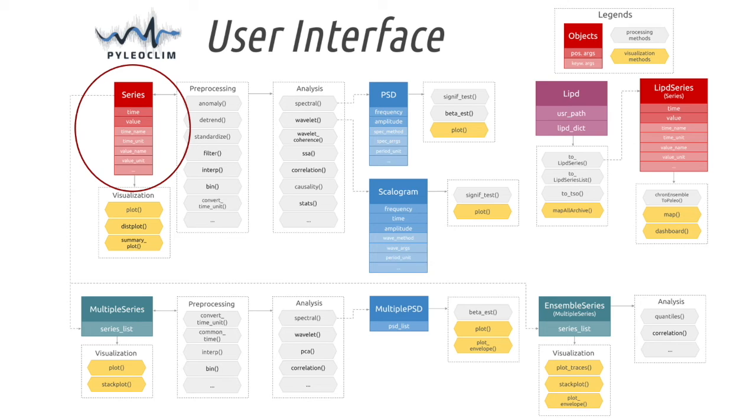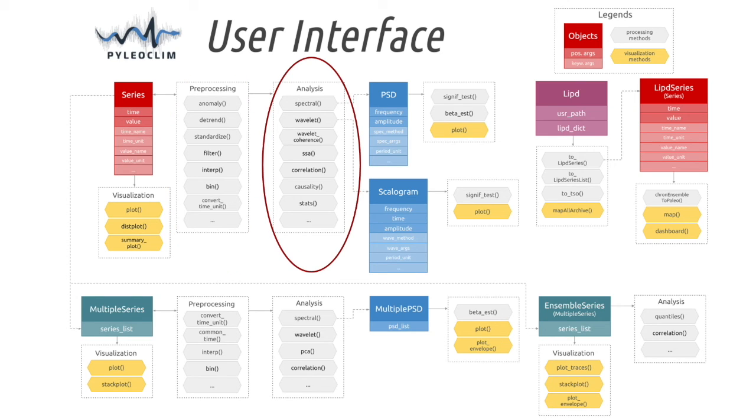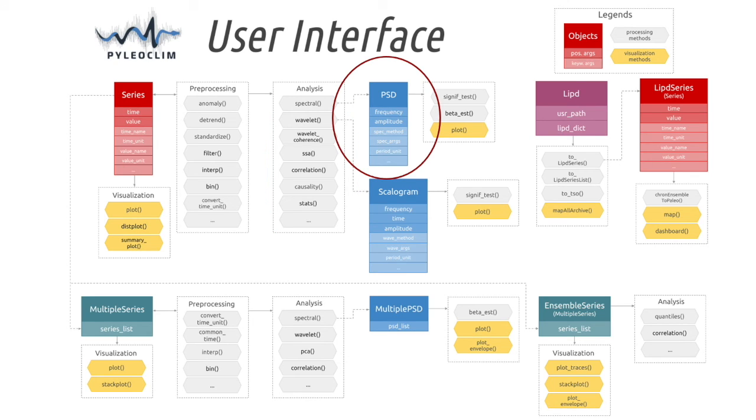First of all, once we get this Series object, we can immediately plot it with the plot method, after which we may perform some pre-processing steps such as detrending and standardization. The output of those methods is still a Series object, and we may plot again. Or we can perform a spectral analysis and call the spectral method, which will return a power spectral density object, or PSD.